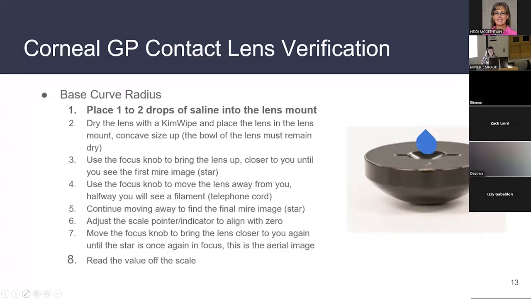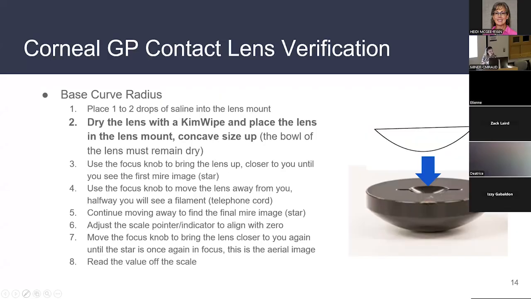This process looks kind of daunting because I have all the steps on one slide, but it's easier for me just to put it all here and then we'll go through it. I promise it's not that hard. So you'll take your lens mount and put 1 or 2 drops of saline solution into the little cup in the lens mount. You want to just keep it in this little divot here.